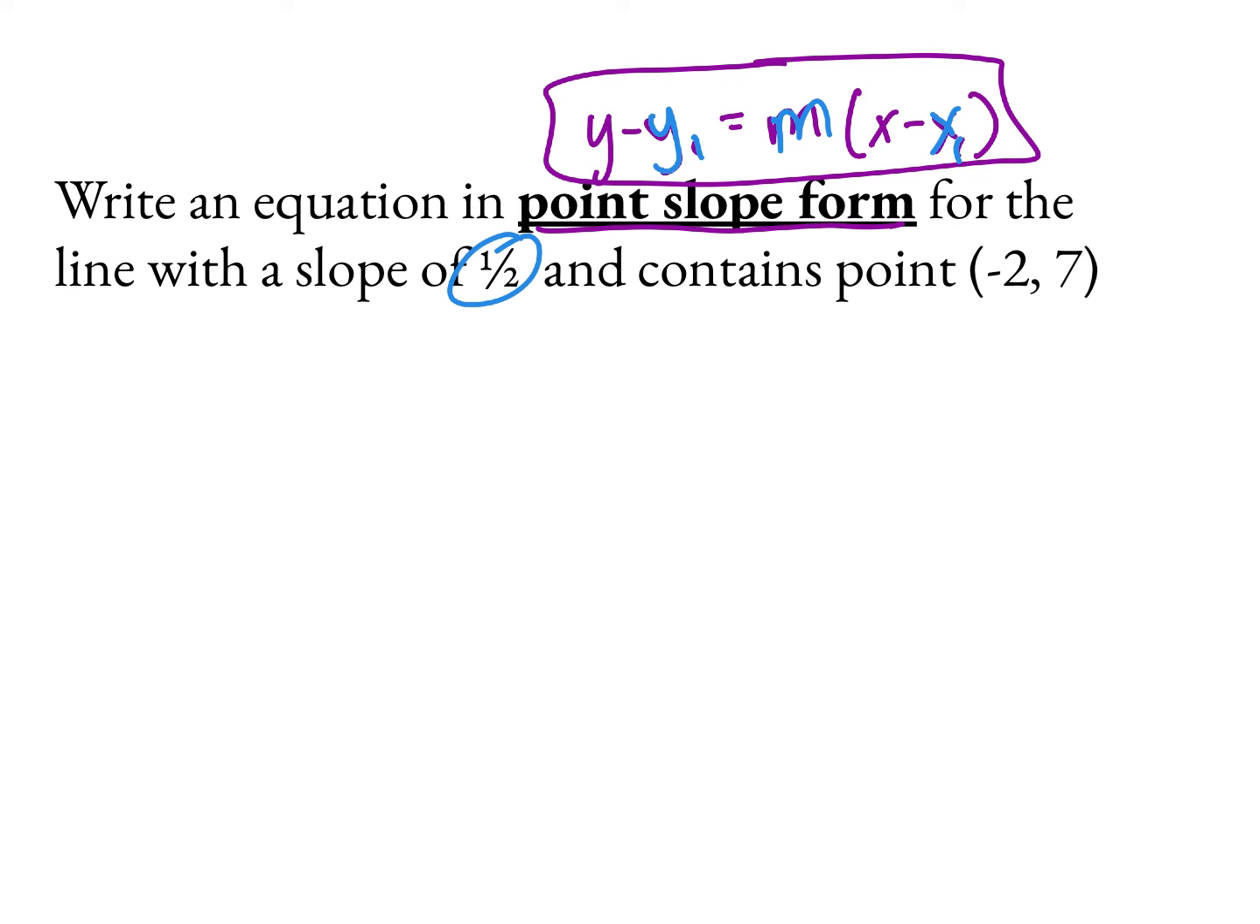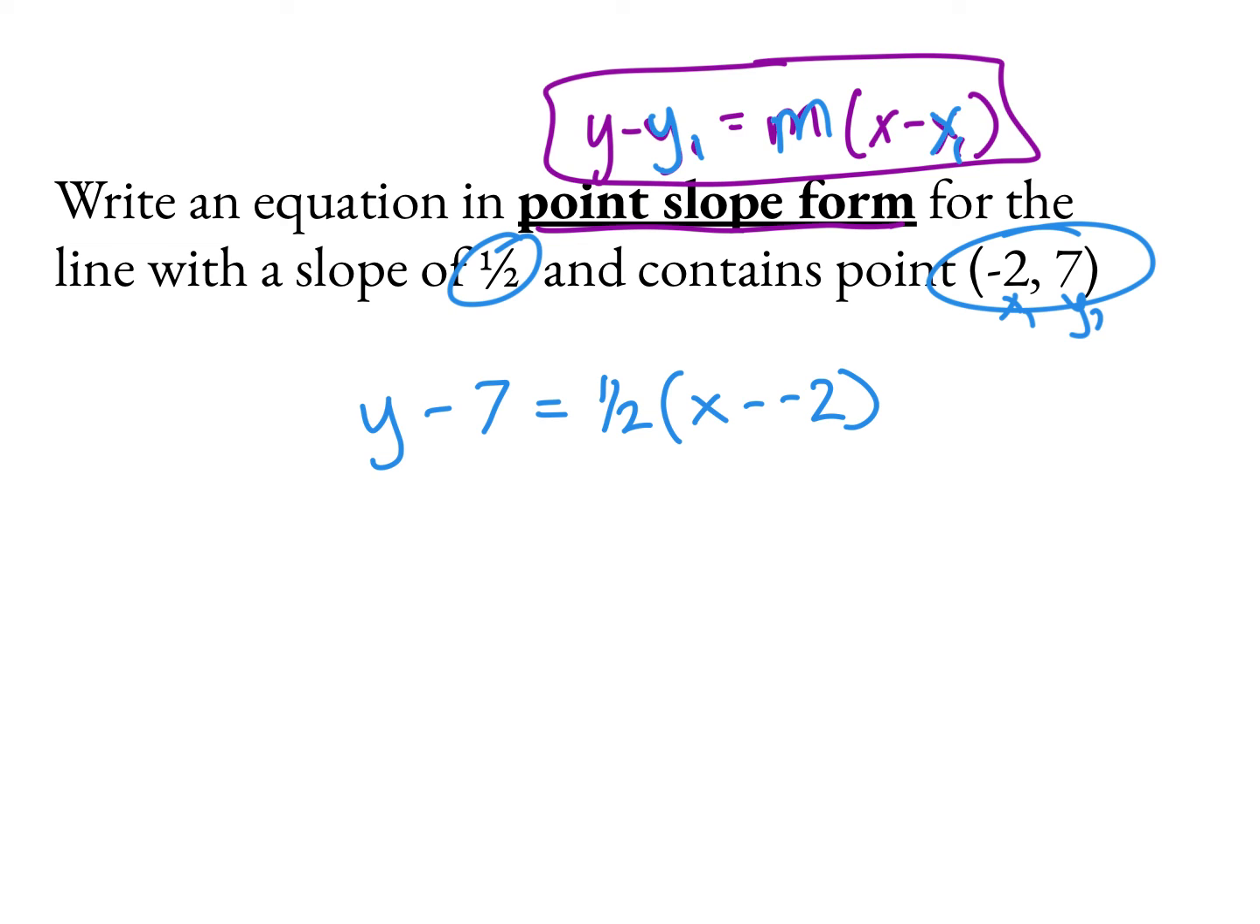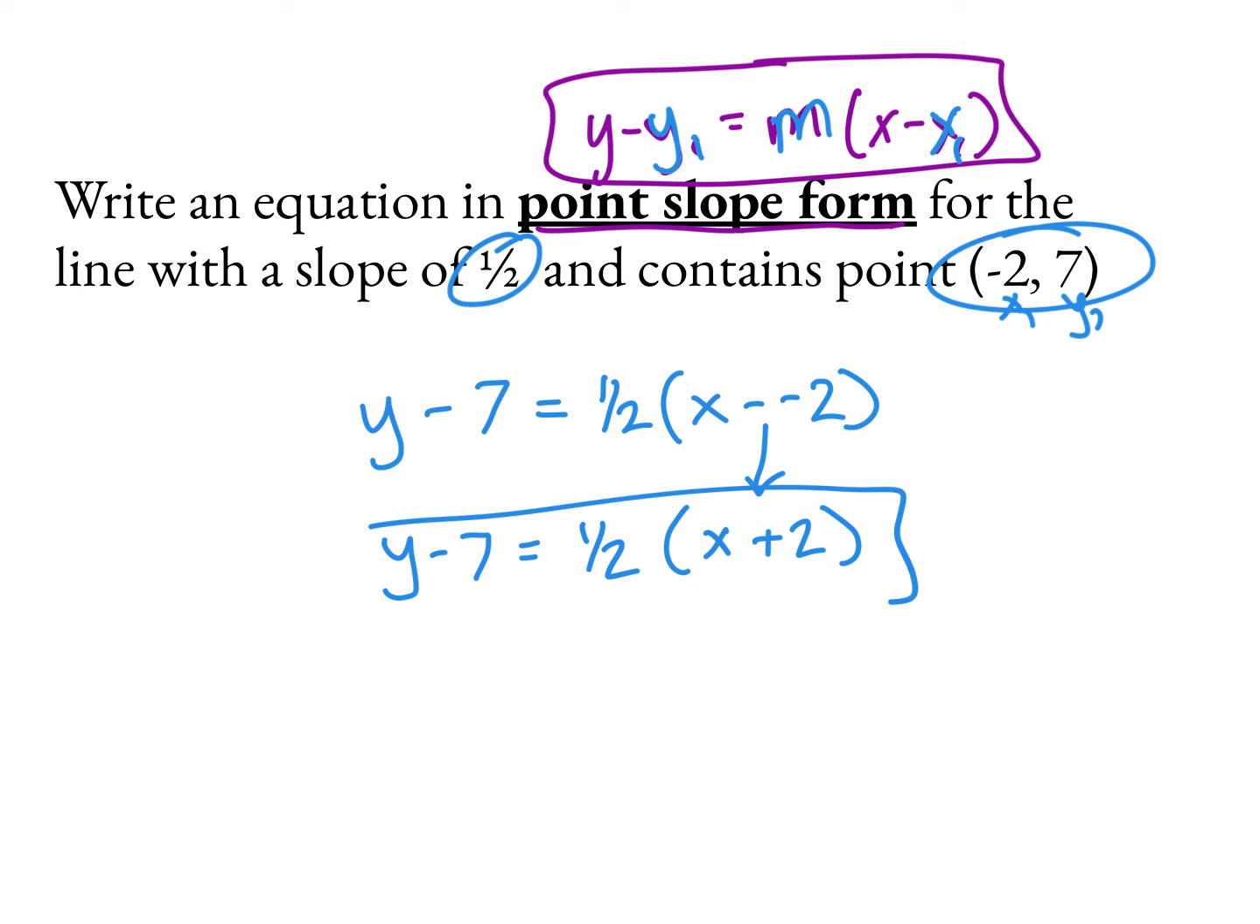We've got a slope of 1/2. We've got an x1 and a y1 shown. So I'm going to say y minus 7 is equal to 1/2, and then x minus negative 2. Now I can clean this up a little bit by saying y minus 7 is equal to 1/2, and then x plus 2. I'd prefer that you make it look nice like that as your final answer.